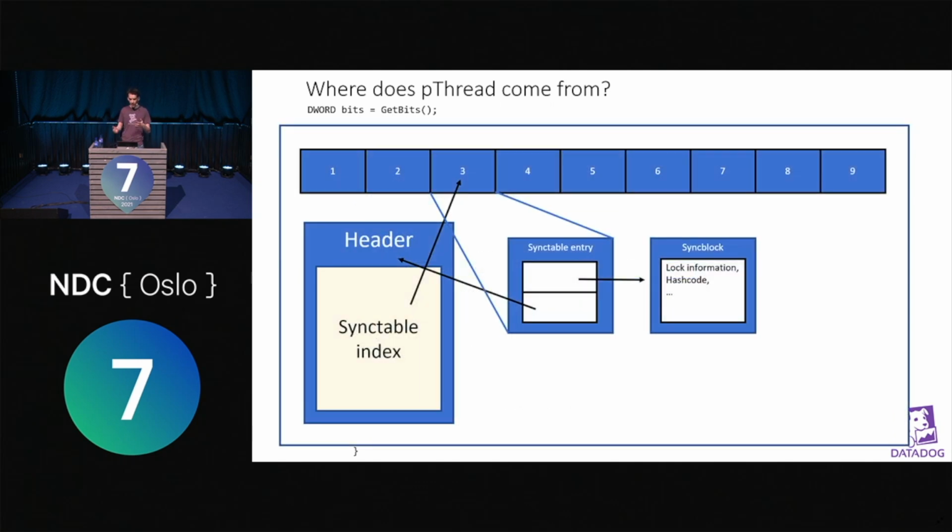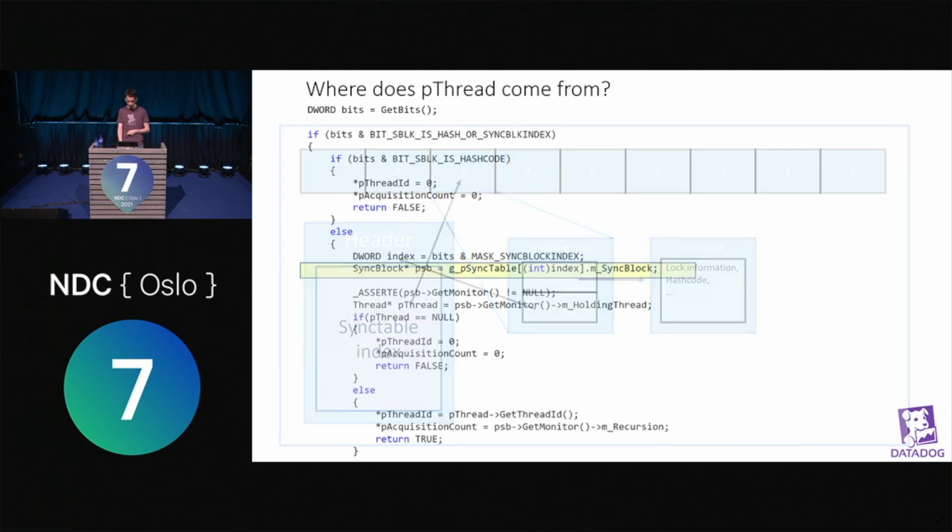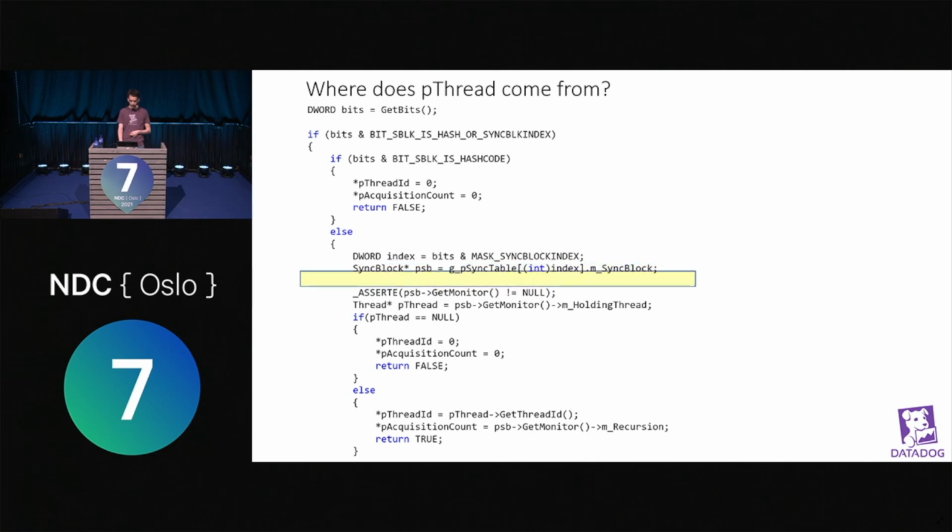So if you remember my description of the sync table, we have the index, so we get the entry at that index, and then in that entry we have a pointer to the SyncBlock, and we are fetching that pointer. And now that we have the pointer to the SyncBlock, we get the part of the SyncBlock that contains the lock information, and more specifically, we get the address of the thread owning the lock.